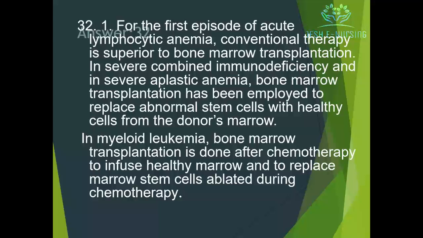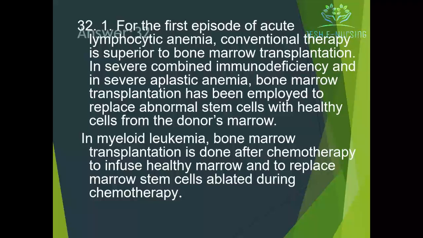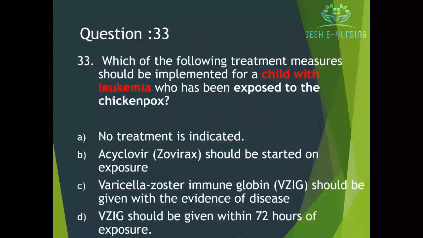In severe combined immunodeficiency and in severe aplastic anemia, bone marrow transplantation has been employed to replace abnormal stem cells with healthy cells from the donor's marrow. In myeloid leukemia, bone marrow transplantation is done after chemotherapy to infuse healthy marrow cells and to replace marrow stem cells ablated during chemotherapy. Then question number 33.